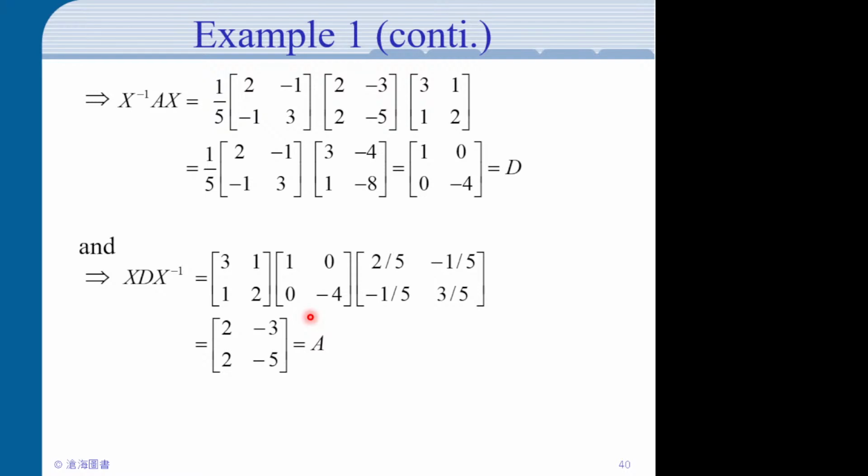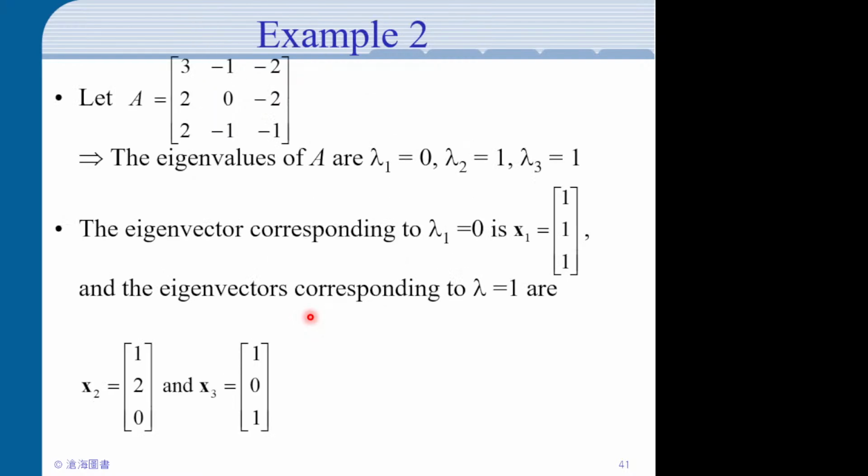Okay, and then we turn to a bigger example, but it's really similar because we are skipping all the calculation steps. So A is now this 3 by 3 matrix: 3, 2, 2, minus 1, 0, minus 1, minus 2, minus 2, minus 1. And then once again, you can solve the characteristic polynomial, and you see lambda 1, lambda 2, lambda 3 are 0, 1, 1.